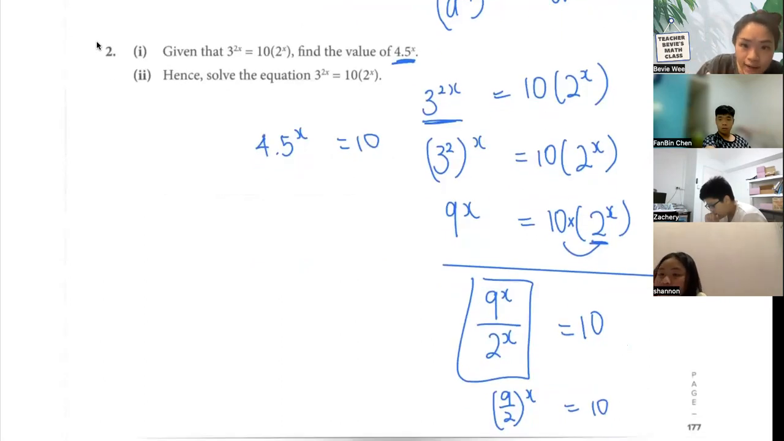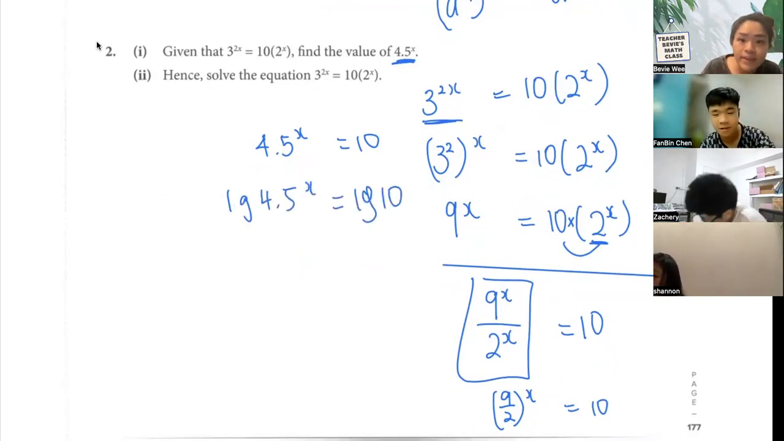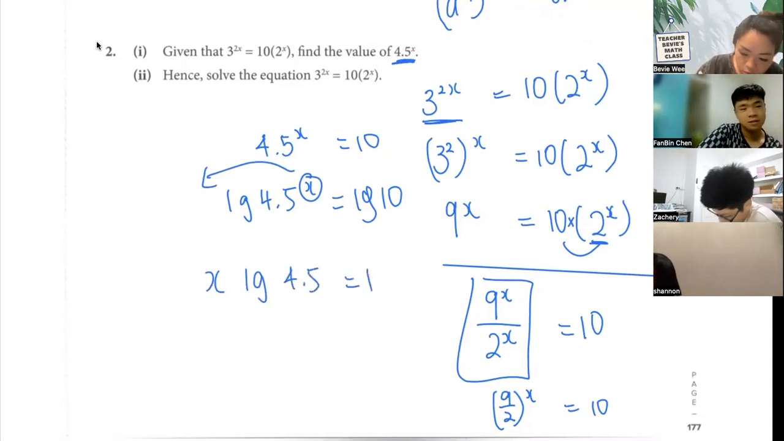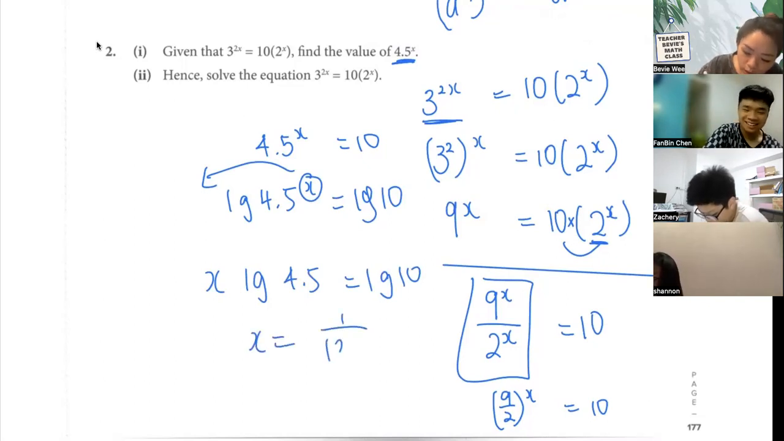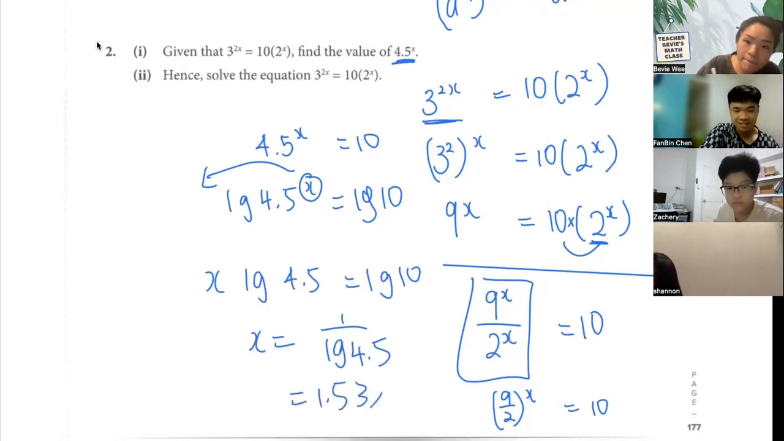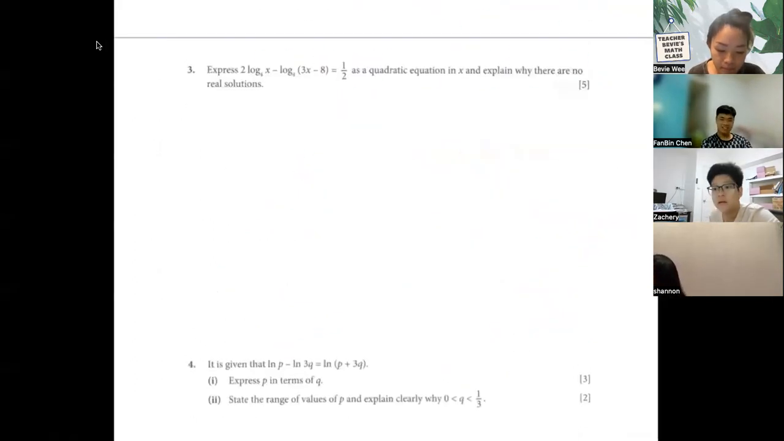I log both sides, right? 4.5x equals log 10. Correct or not? Power law, this one comes down. x log 4.5 equals log 10. x is equal to log 10, which is 1, over log 4.5. You press your calculator, log, you get 1.53. Okay, can? No problem.